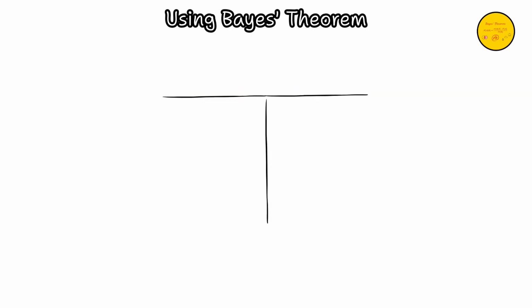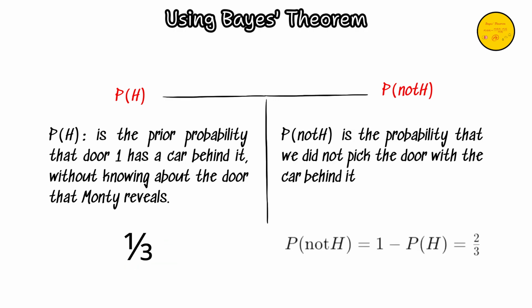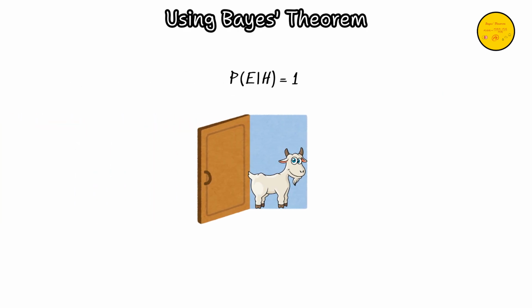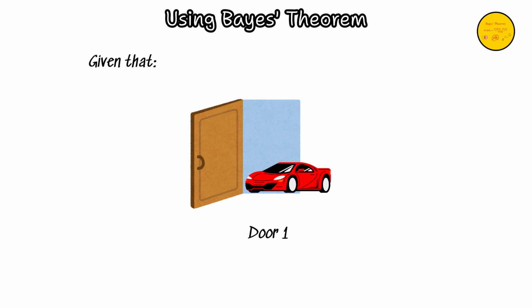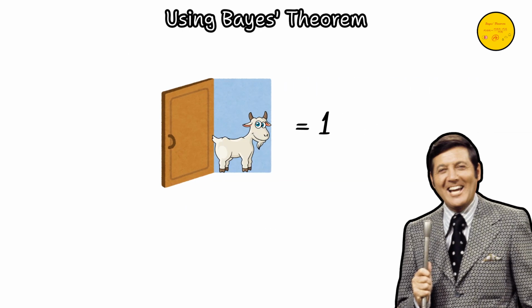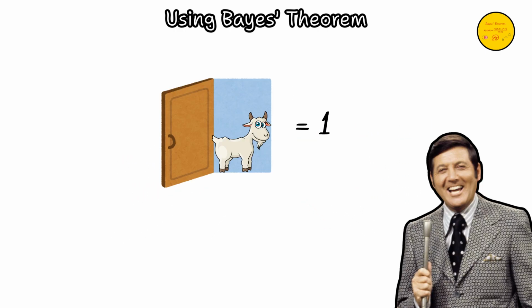Breaking down each of the components of this equation, we have the following. P(H) is the prior probability that door 1 has a car behind it without knowing about the door that Monty reveals. This is 1/3. P(not H) is the probability that we did not pick the door with the car behind it, since the door either has the car behind it or not. P(E|H) is the probability that Monty shows a door with a goat behind it, given that there is a car behind door 1. Since Monty always shows a door with a goat, this is equal to 1. P(E|not H) is the probability that Monty shows the goat, given that there is a goat behind door 1. Again, since Monty always shows a door with a goat, this is equal to 1.